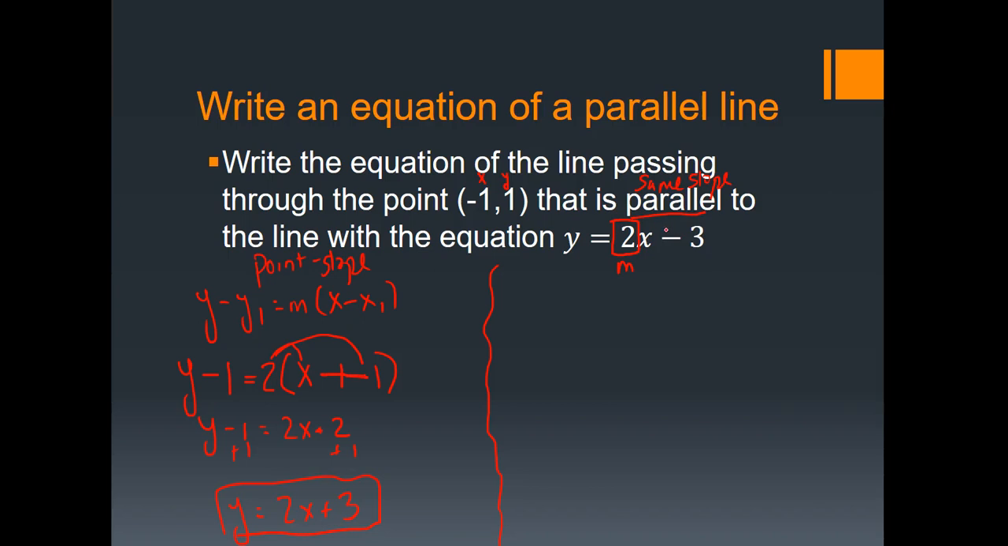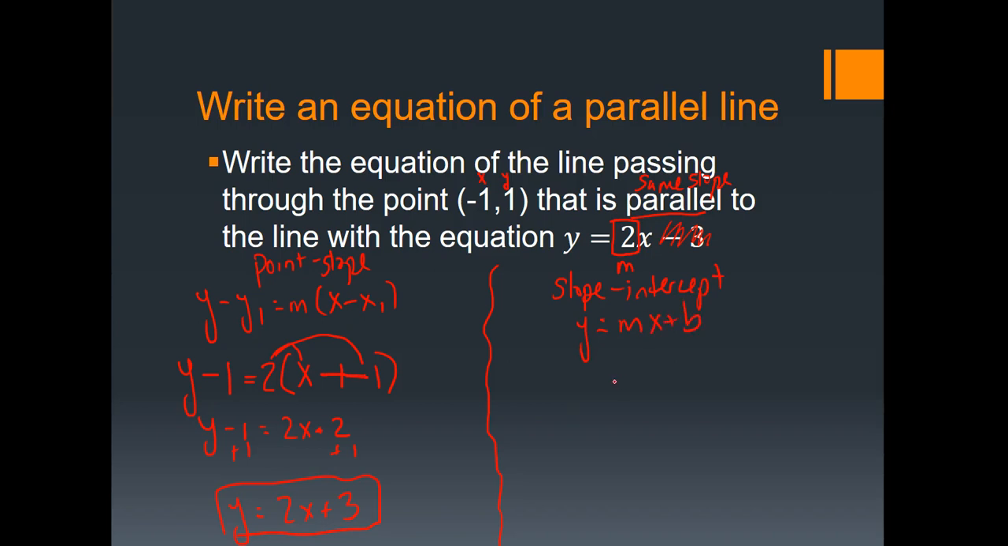Now whenever we're writing an equation parallel or perpendicular, we never worry about the current b value they gave us because we're finding a new b value since it's parallel. So I'll also do this one with slope-intercept, just so you can see what that looks like. Y equals mx plus b.